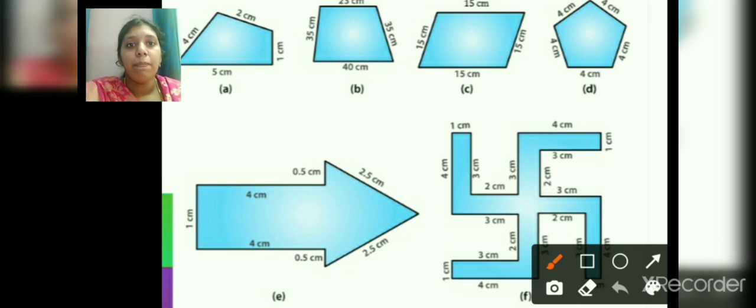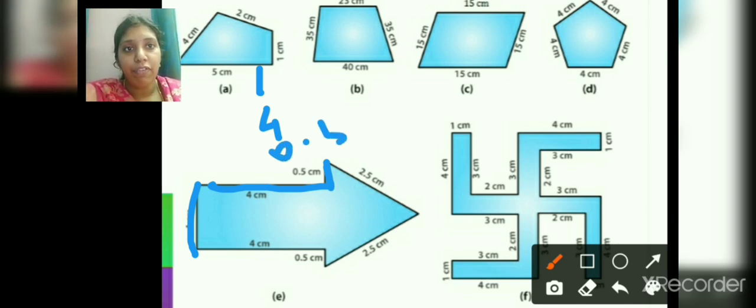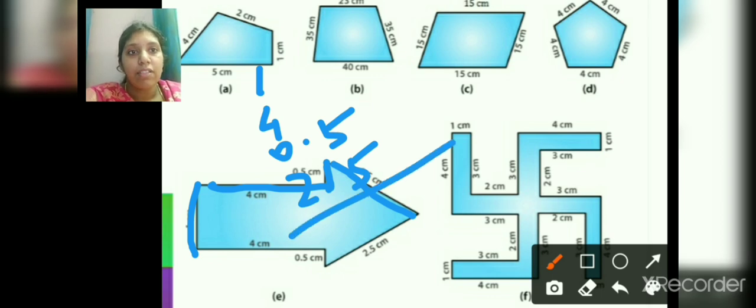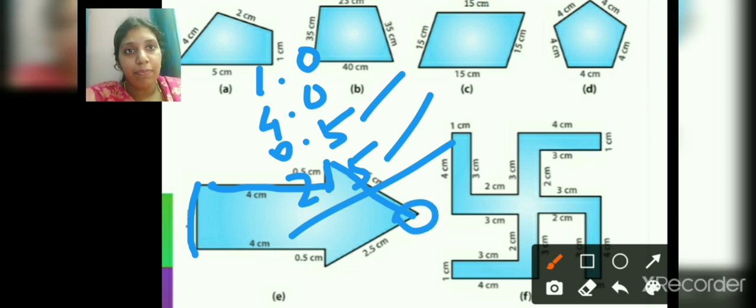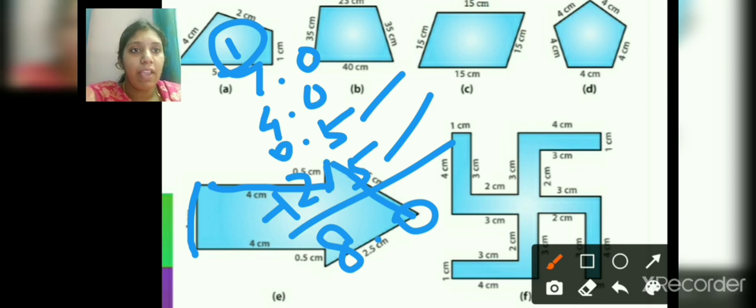Now the next sum, we have to find the perimeter. Here this side is 1 centimeter, and this to this it is 4, so 1 plus 4 is 5. Now this side is 0.5, and again this side is 2.5. First we will add these: 2.5, here 4.0, here also 1.0. So 5 plus 5 is 10. Now 4 plus 1 is 5, 5 plus 1 is 6, 6 plus 2 is 8, so 8.0. Now till here we have added.